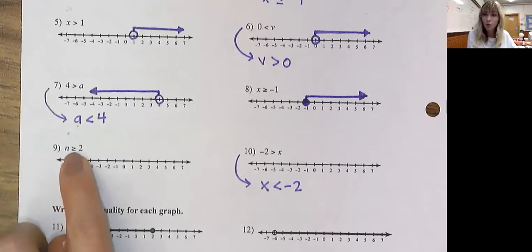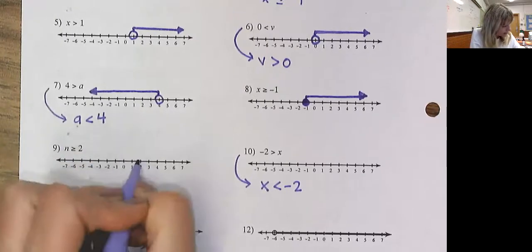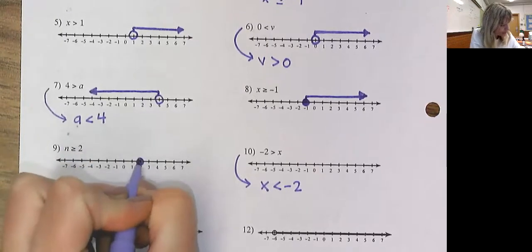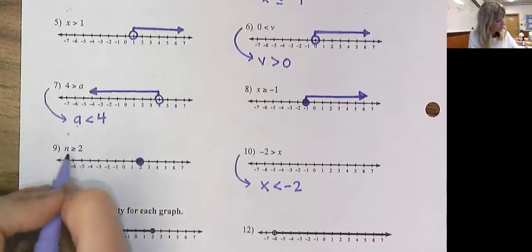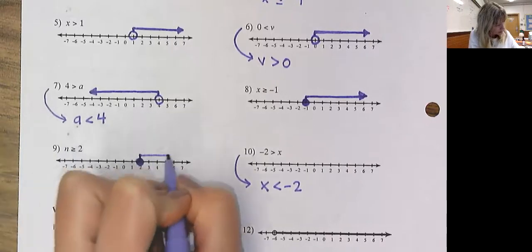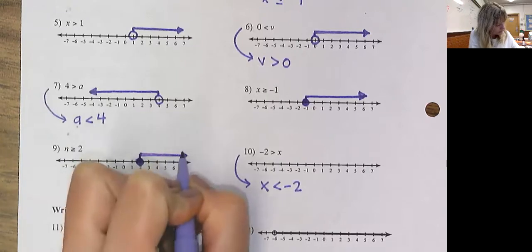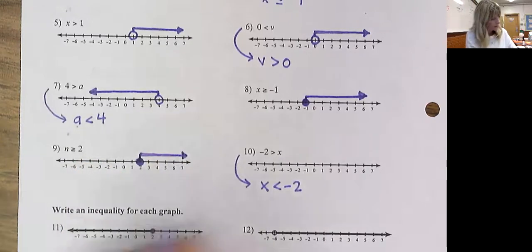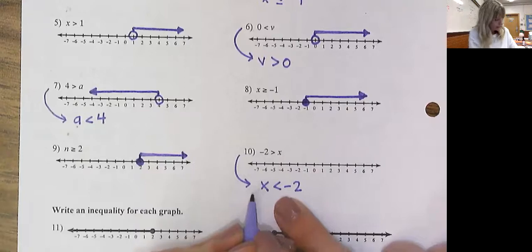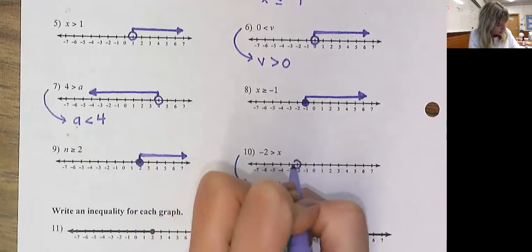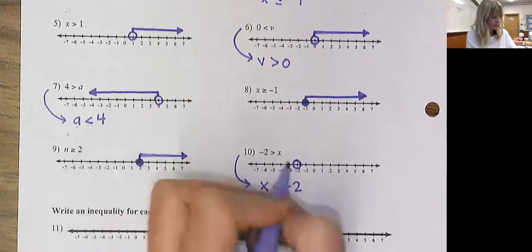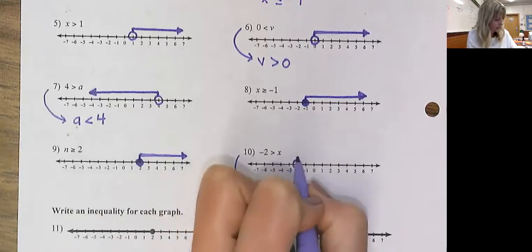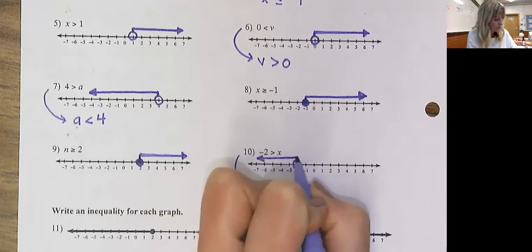This one is a closed circle. Why? Because it has the equal to part, so we are including 2. And the greater than means to the right. This one is an open circle. Open circle, because it does not have the equal to, less than, to the left.